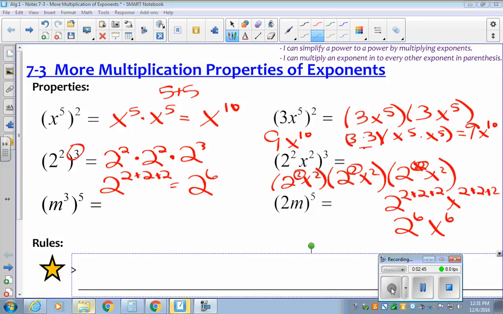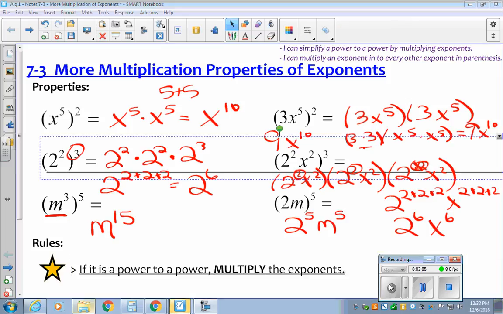All right, so without writing it out, what would this one be without doing it the long way? M to the 15th. This one would be 2 to the 5th, m to the 5th. If it's a power to a power, multiply the exponents. So if I already have a power on the inside and I'm raising it to another power, just multiply those two little guys together.